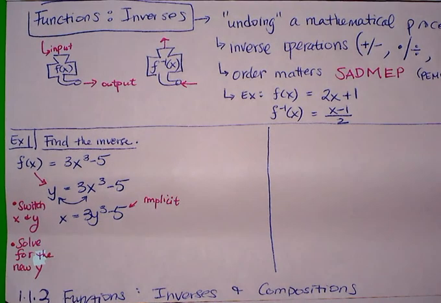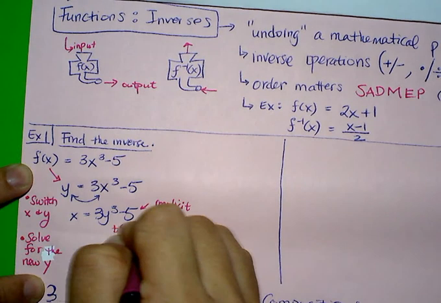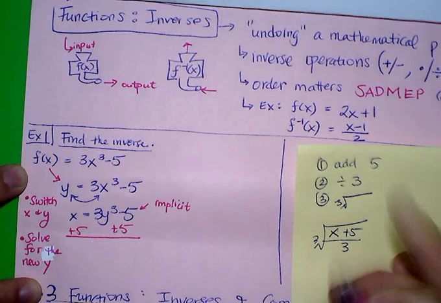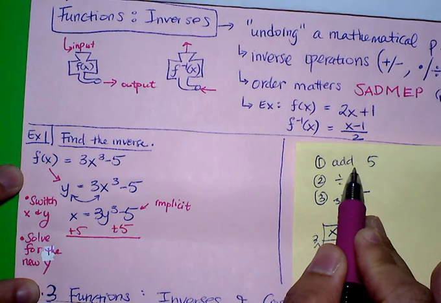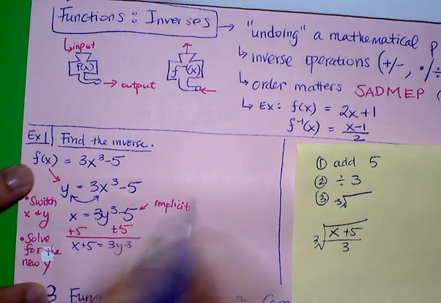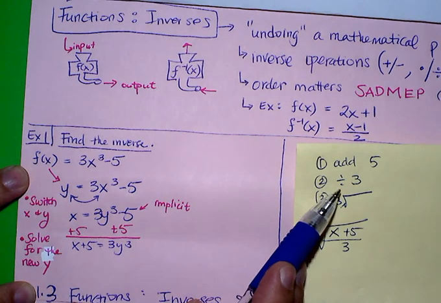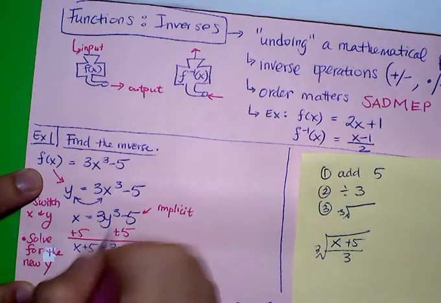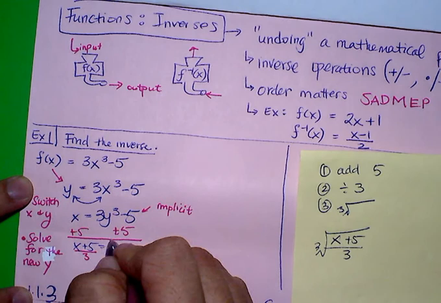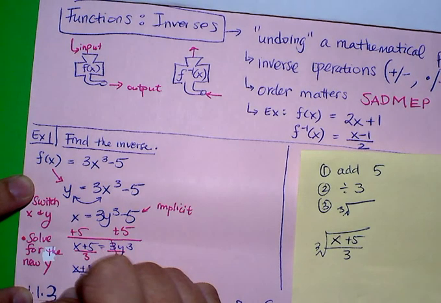Okay, so let's get y by itself. So what should I do to get y by itself? Add 5. Interesting that you told me I should add 5 first. Okay? So x plus 5 equals 3y cubed. What do you think I should do next according to what we know? Divide by 3. Okay, why do I divide by 3? Then this cancels, right? So we have (x plus 5) over 3 equals y cubed.